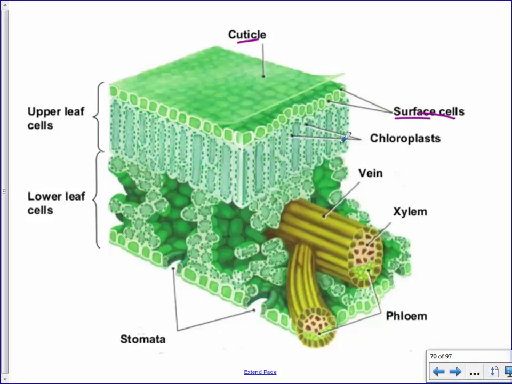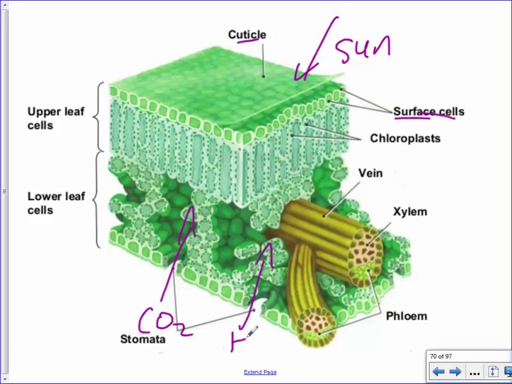This is called palisade tissue. Below that is the spongy tissue. And you see how this stuff's all thickly, tightly bunched together, and this stuff is not? The bottom half of the cell needs to allow gases to go in and out of it. The top half of the cell needs sunlight. Sun goes through here. Carbon dioxide and water go through here.